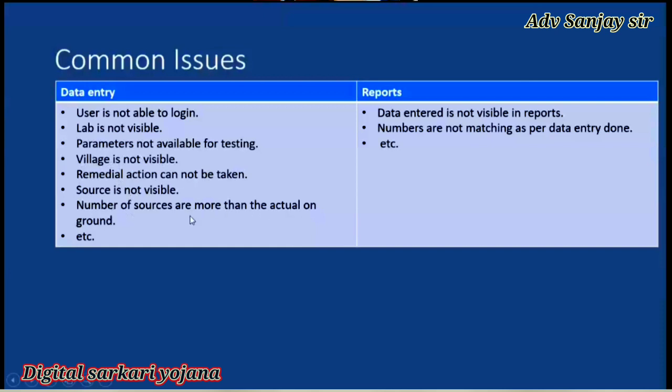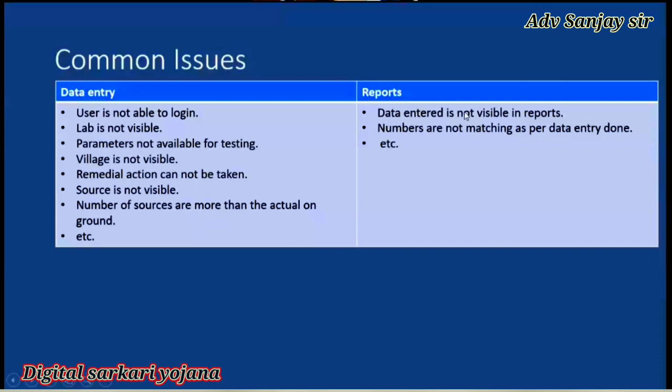Number of sources are more than the actual on ground. Who is doing the source entry? Source entry is being done by your counterpart department. So if sources are in more number, then you should contact the particular JE or particular executive engineer that the sources are more, but it is less on the ground. Please delete extra sources from the JJM.